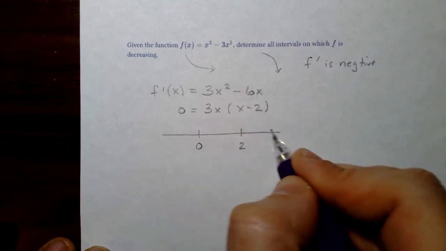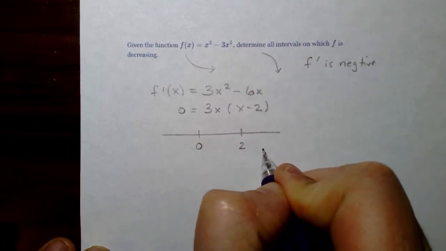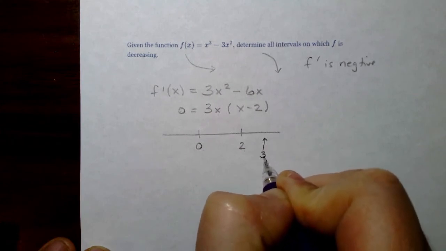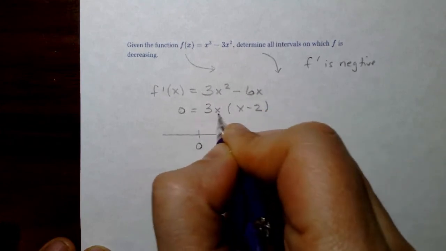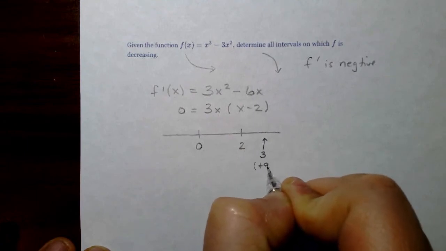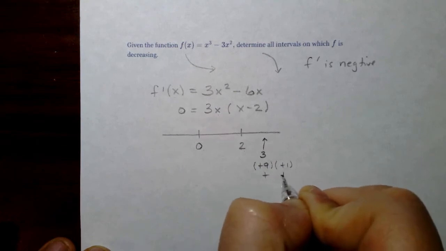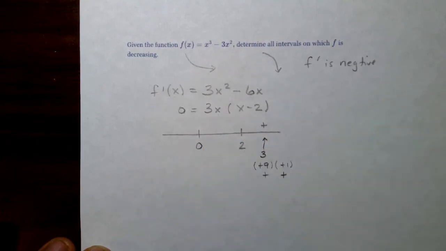Now, if we want to talk about what is the sign of the slope at any given time, we can come over here and say, okay, if I plug 3 back into the slope function in its factored form, I'm going to get a positive 9, and I'm going to get a positive 1. Positive times a positive yields a positive. Now, most of the time, we're not going to do the exact calculation. We can just use our sign rules.